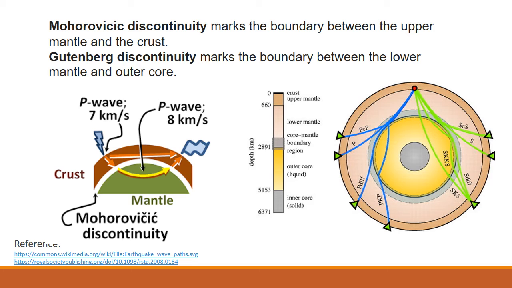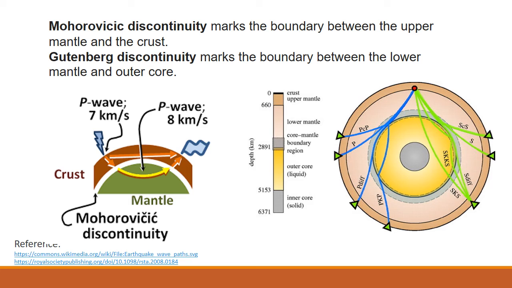Ibig sabihin, nagkakaroon pala ng pagbabago sa velocity ng seismic wave. Depende kung ano ang layer or kung ano na yung medium na kanyang dinadaanan. So, dito natin makikita yung karakteristik ng iba't ibang layers ng Earth's interior. Dahil sa seismic wave, we can differentiate or we can characterize each layer.